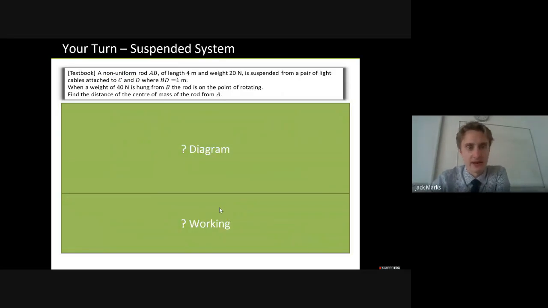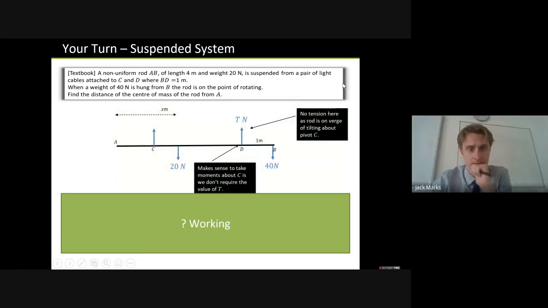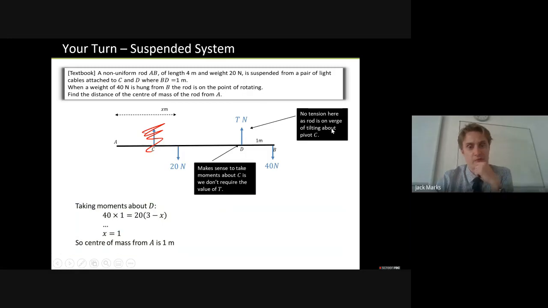I'd like you to pause the video now then, have a go at this example as well. Think carefully about which support, which string you can ignore if something is on the point of tilting. So your diagram should look like this. When it is hung from B, it's on the point of tilting. So this one is going to go. Okay. Makes sense to take moments from here because they do not ask you what the value of t is. So again, it's like the one from before. Taking moments from this point here is probably the best idea.